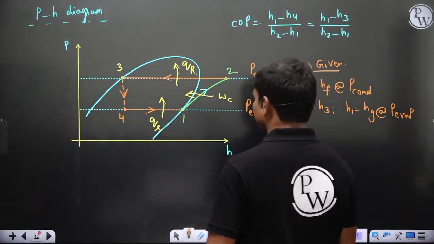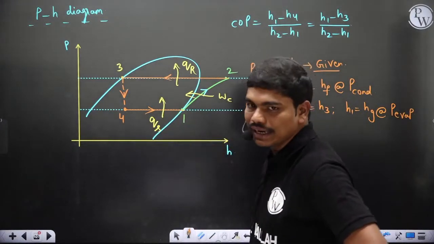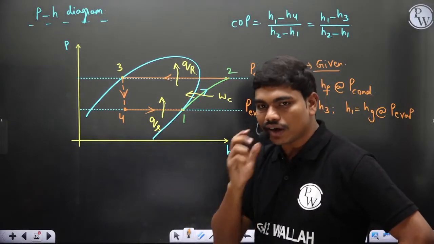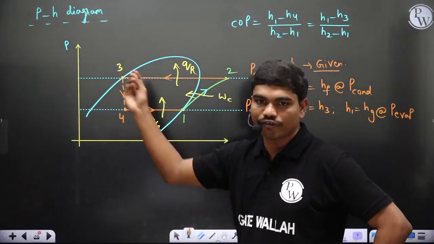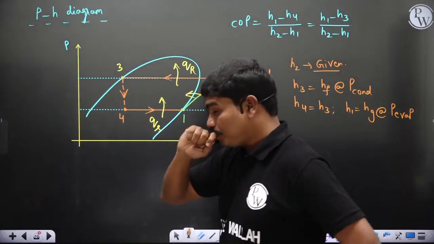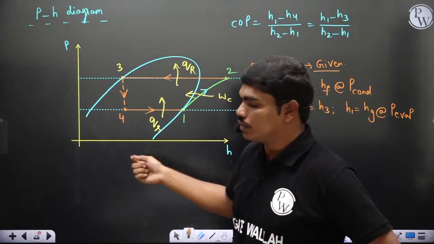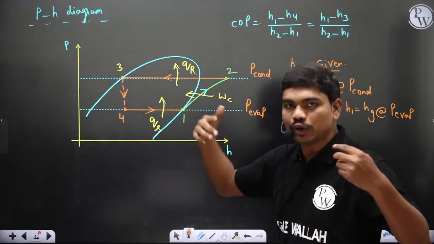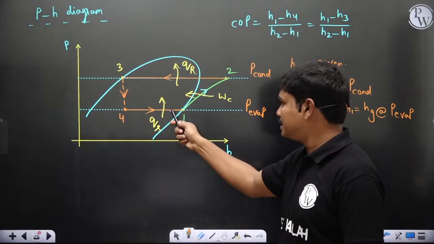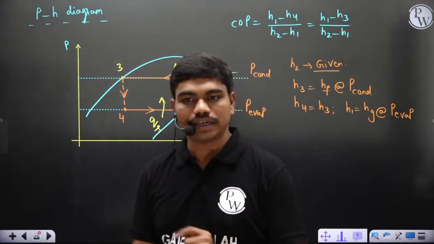Sometimes what they do, instead of giving point 1 here, they'll give you somewhere here. Then at that time they'll give you the dryness fraction and you have to calculate H1, like the calculations of questions we did in the Rankine cycle. If they give you this point somewhere here, the difference between H2 and H1 is nothing but your compressor work. So instead of giving it directly, if they want you to do some calculation, they'll give you some point here and give the dryness fraction, so you can calculate the enthalpy at state 1. That's how you're going to do this.